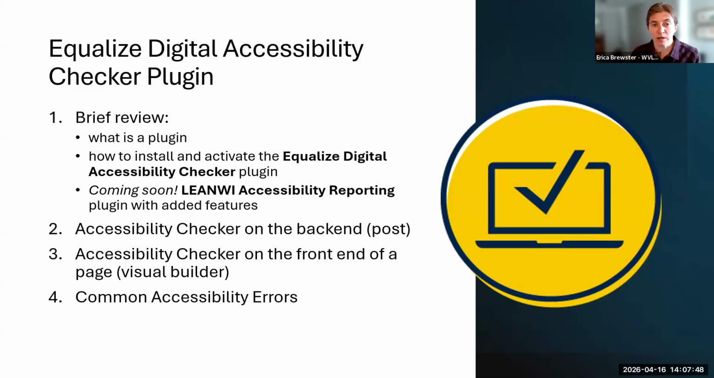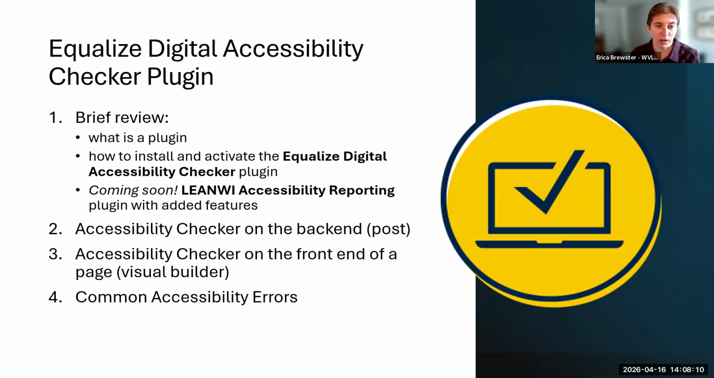Then we've shown you how to install the plugin on your site, we'll look at how it actually works. Then we'll do two different things. We'll do the back end, how the accessibility checker plugin works on the back end, and we'll use a post for that. And then we'll do it on the front end of the site, which is the visual builder.